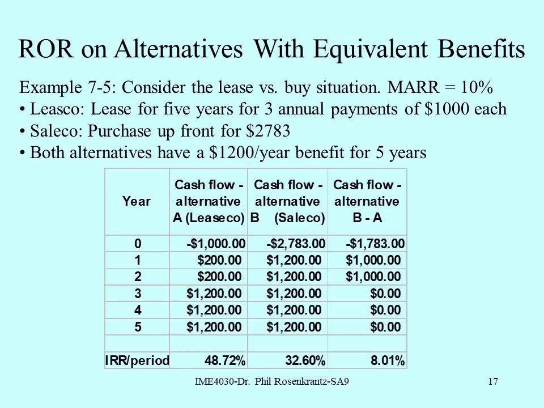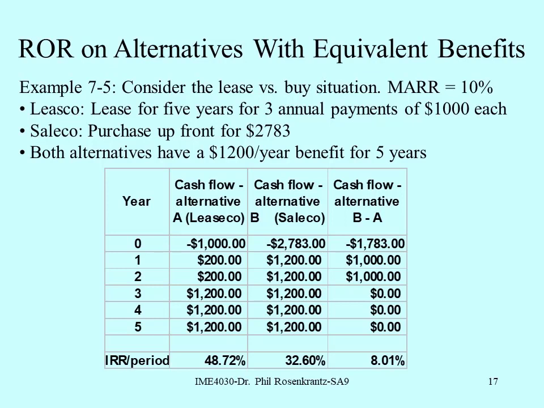This is example 7-5. We're examining a lease versus buy situation with an MARR of 10%. The LeaseCo option is a lease of some equipment for 5 years. The lease payment is 3 annual payments of $1,000 each. The second alternative is SaleCo, where we purchase the equipment up front for $2,783. Both alternatives have a $1,200 a year benefit for 5 years, so they have the same output.